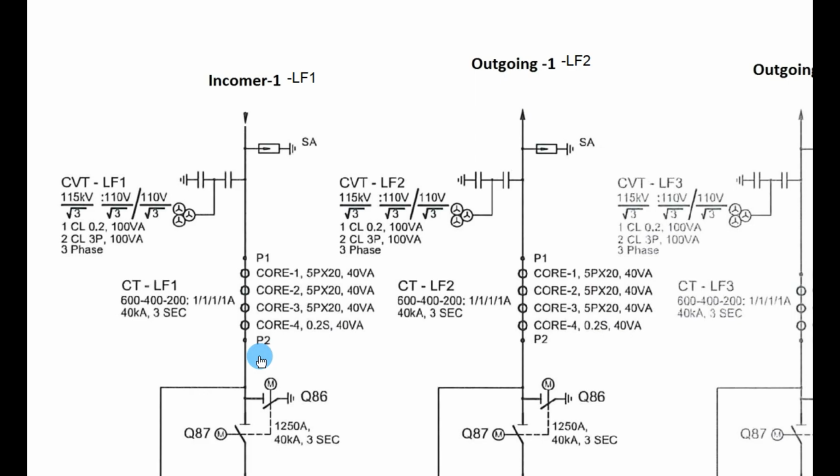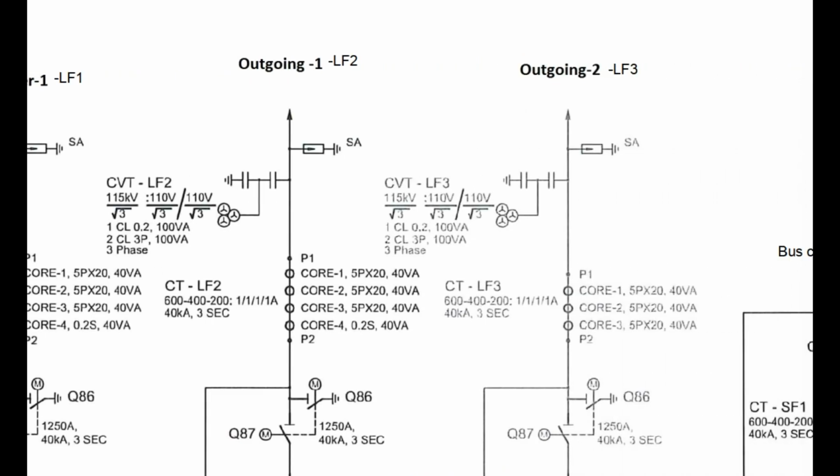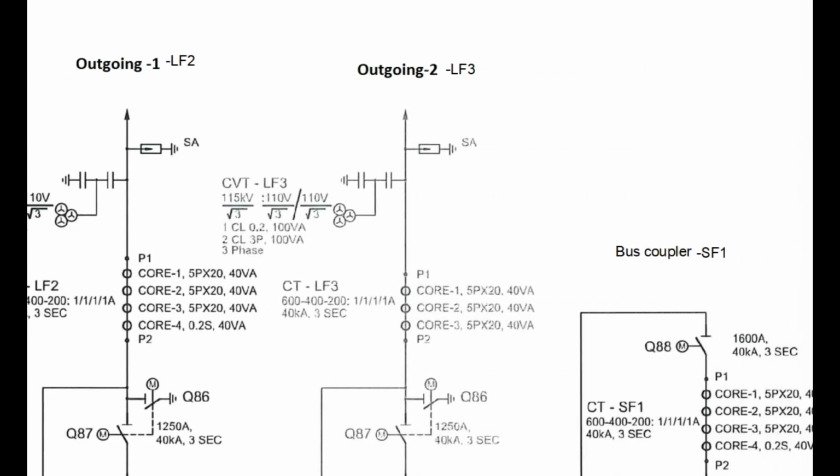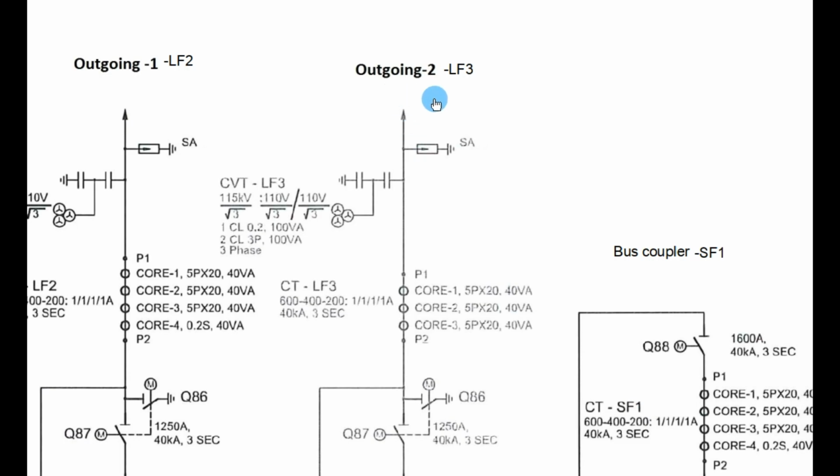Here we use a VT differently. This is a CVT, capacitive voltage transformer. It is also a VT. It also has 2 cores. The first one they are using for metering, the second one they are using for protection. The same way for the outgoing also. But in this outgoing 2, they do not have a metering core. It was slightly different.